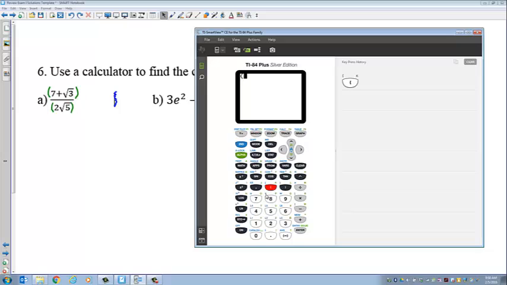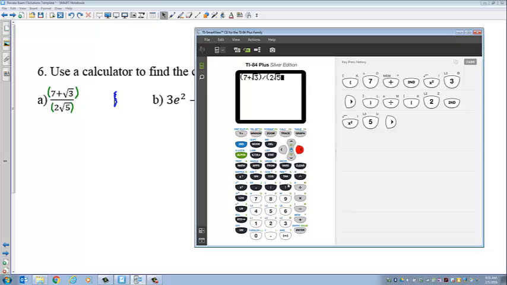I would do left parenthesis 7 plus, and then I have a square root, so I hit second x squared to the square root button. Then I hit 3. Then I hit over to get out of the square root, and then right parenthesis divided by left parenthesis 2 times second square root, put a 5, kick it out of the square root, right parenthesis, and then hit enter.